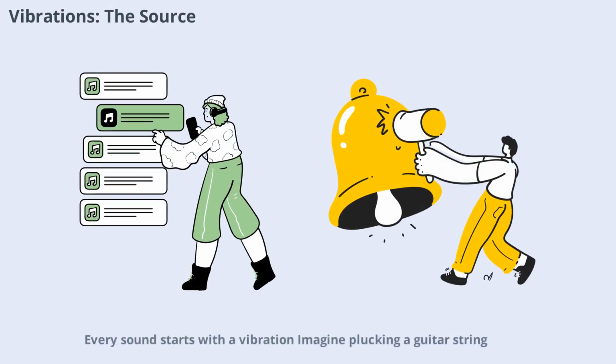Every sound starts with a vibration. Imagine plucking a guitar string. The string moves rapidly, pushing and pulling the air particles next to it. These movements set off a chain reaction, causing neighboring particles to vibrate as well. This chain of vibrations is what we call a sound wave. The energy from the original vibration spreads out in all directions, carrying the sound to our ears. Without vibrations, there would be no sound at all.